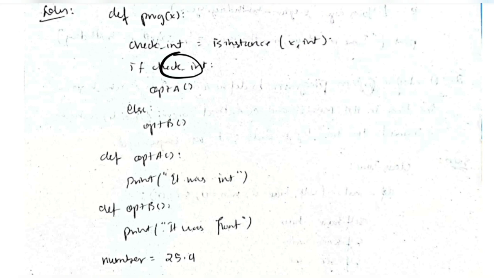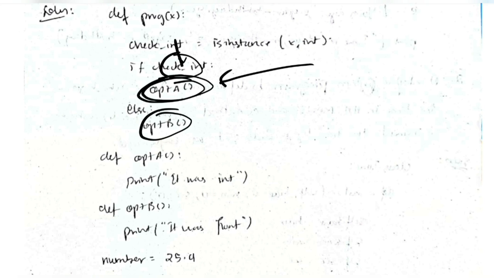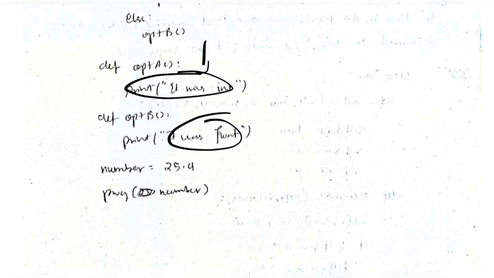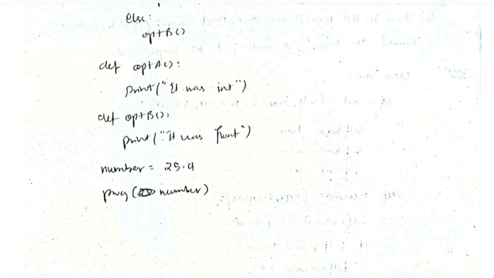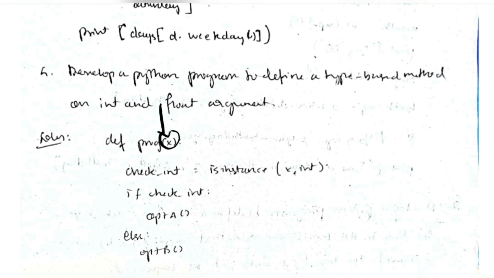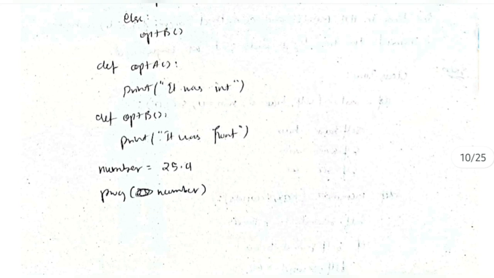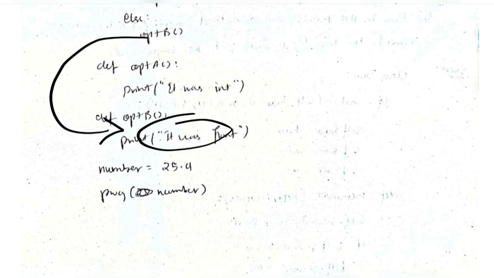So if check int is true, option A, else option B. If it is an integer value, this will be executed, else this will be executed. So in option A I have defined the function as it was int, in option B it was float. Now I am passing a number like 25.9. You tell me what will be the output. Here 25.9 will come, x is 25.9. I will check if 25.9 is int or not. It is not, so check int will become false. If check int is false, this will not be executed, this will be executed, which is option B. It will be going to option B, and what will be printed is it was float value. Okay.